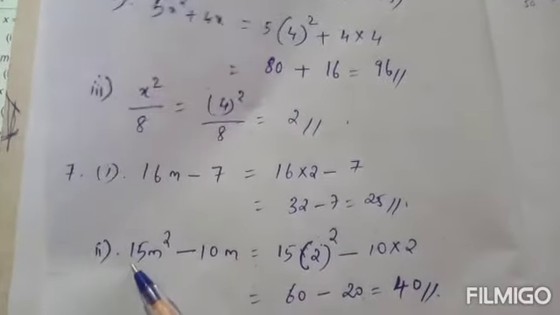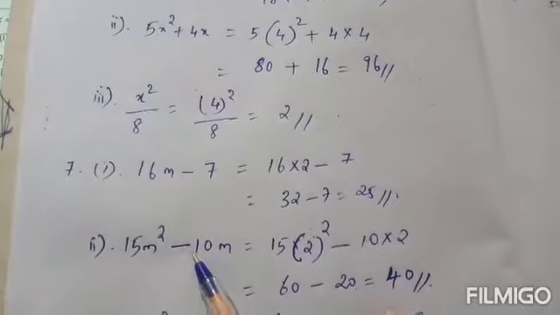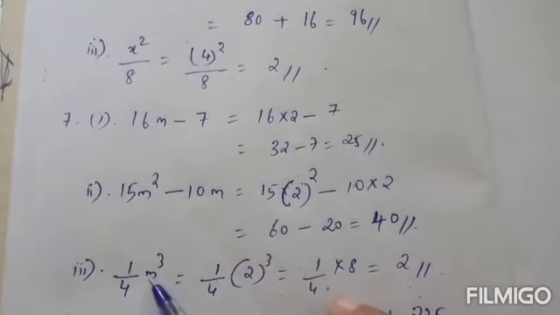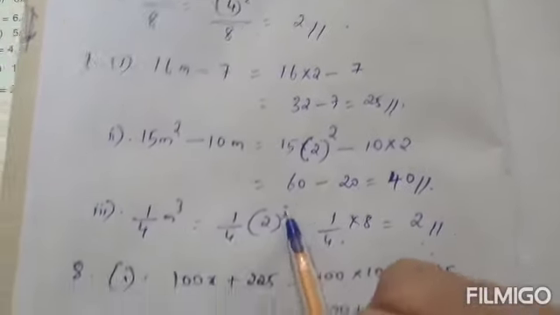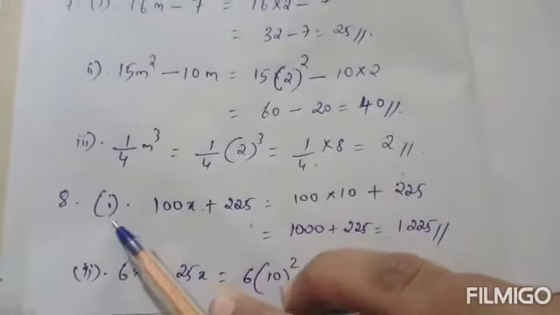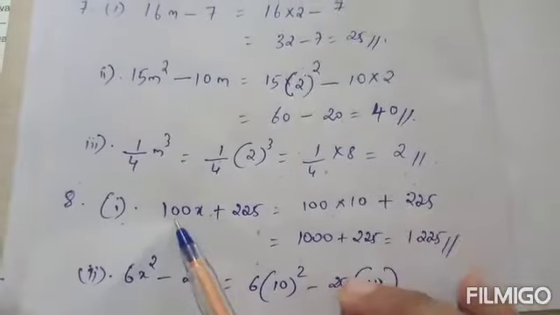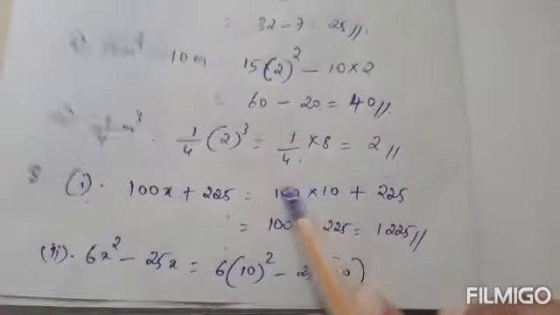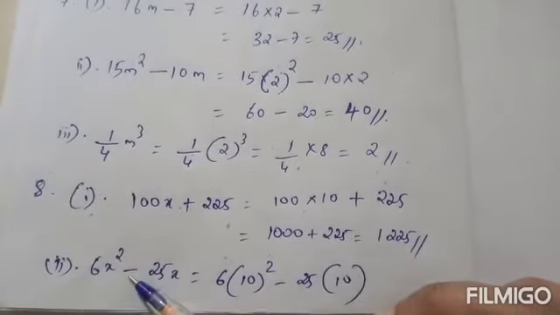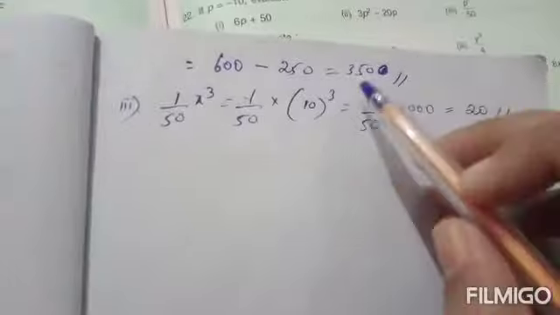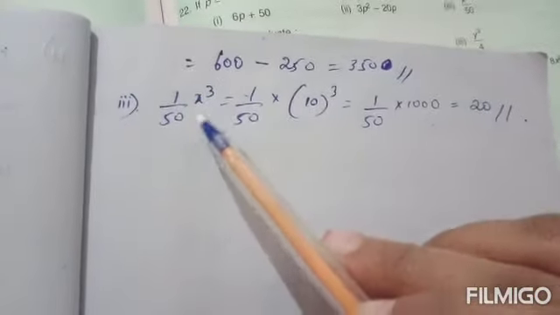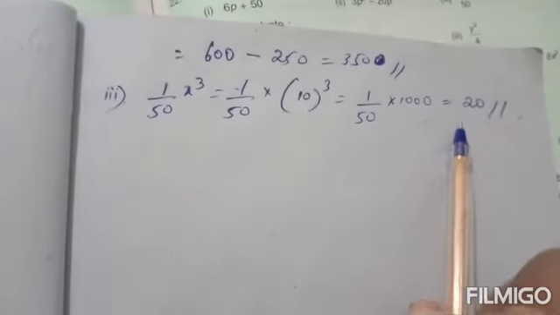Okay, second 15m square minus 10m, answer is 40. Third 1 by 4 m cube, the answer is 2. Now eighth question, first one 100x plus 225, the answer is 1225. Now second 6x square minus 25x, the answer is 350. Third 1 by 50x cube, the answer is 20.